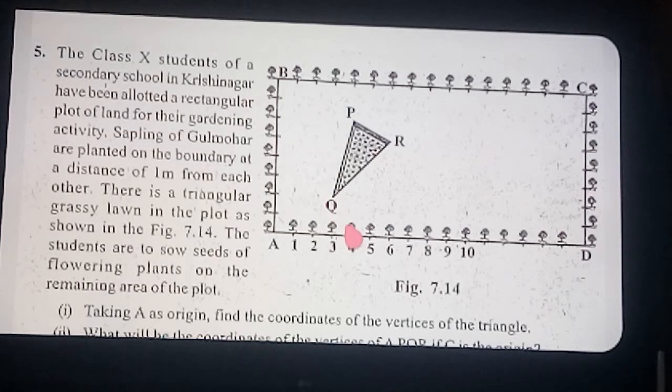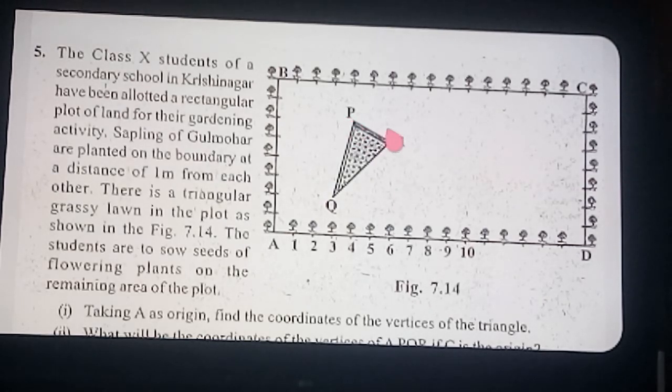Okay. And next you can find out the coordinates of P. Same method: draw a perpendicular to the x-axis, meeting at the point 4, and draw a perpendicular to the y-axis, meeting at the point 6. You can count and see 1, 2, 3, 4, 5, 6. With a scale you can measure and see. Okay. So what are the coordinates of P? The coordinates of P are (4, 6).